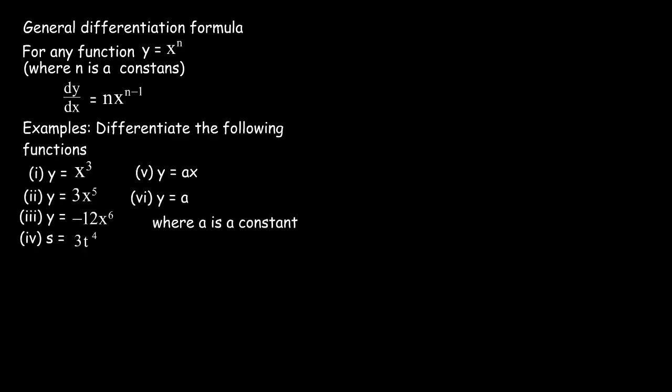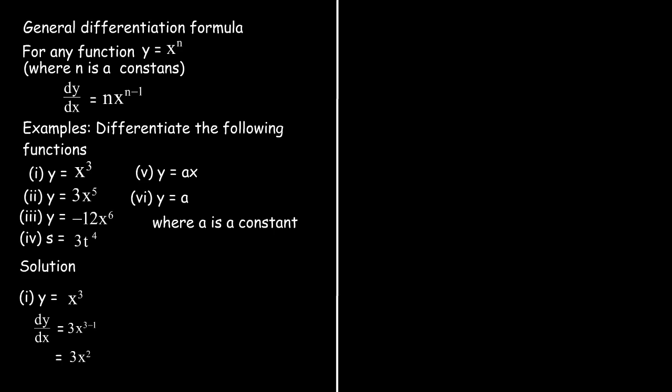We've deduced the general formula of differentiation, which states that for every function y equals x to the power of n, dy over dx will be equal to n x raised to the power of n minus 1. So we'll be using this formula to attempt the questions on the board. Now for our solution, number 1 says that y equals x raised to the power of 3. Recalling that for any function, dy over dx will be equal to n x raised to the power of n minus 1. So therefore dy over dx will be equal to 3 x raised to the power of 3 minus 1, which is equal to 3x squared.